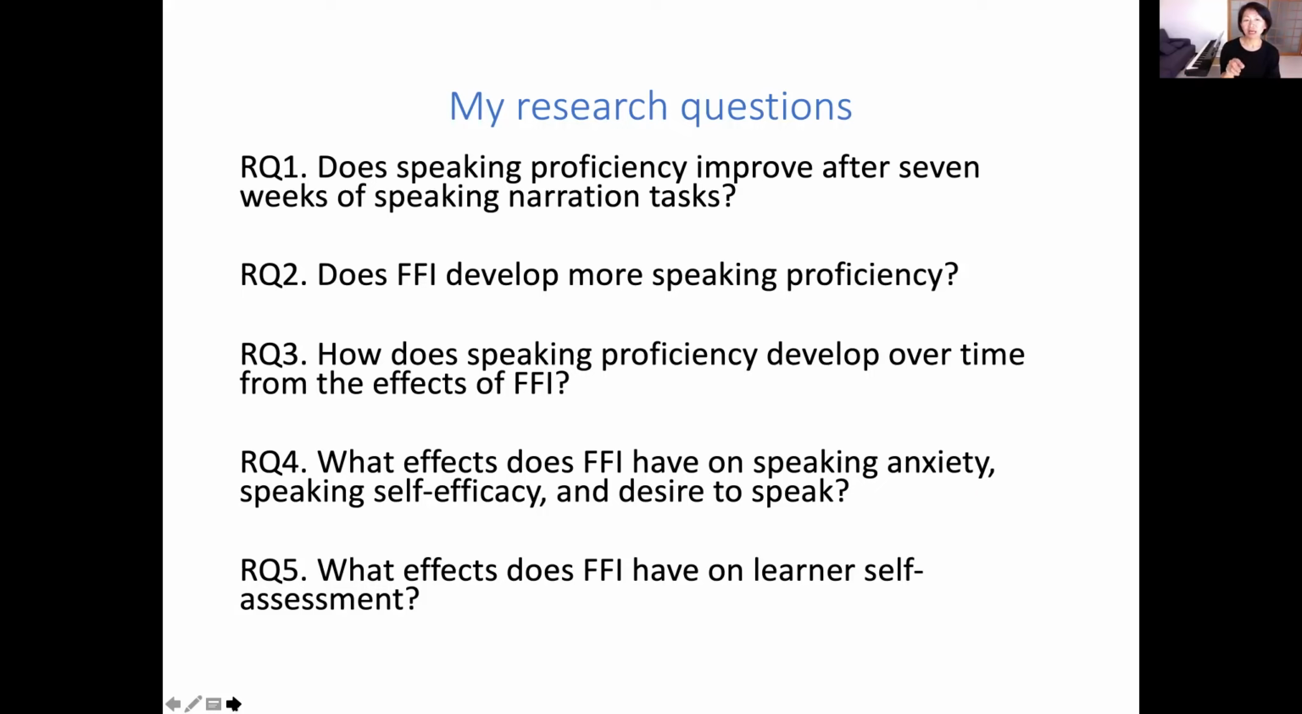Question 4, what effect does form-focused instruction have on learner affect, such as how they feel, their speaking anxiety, their speaking efficacy, their desire to speak? And finally, the teacher's evaluation of speaking proficiency is always different from learners' self-assessment, so what effect does form-focused instruction have on learners' own self-assessment? These were the 5 research questions that I looked at in my work.